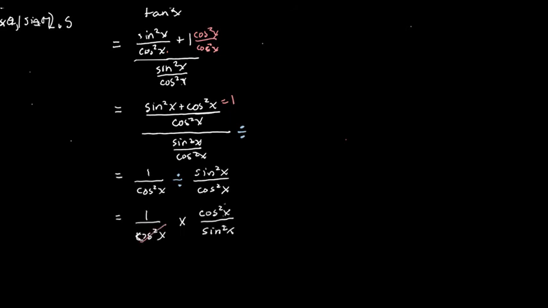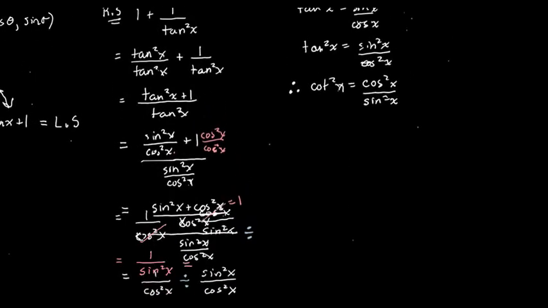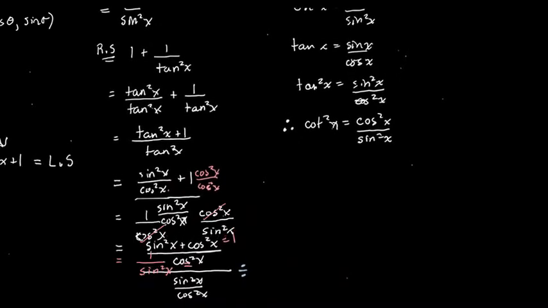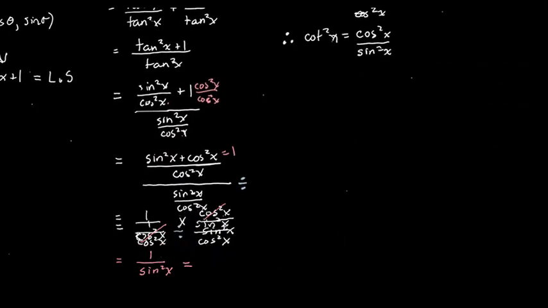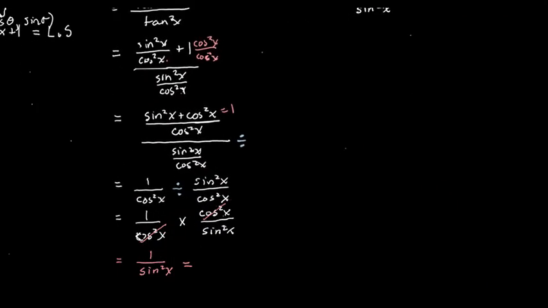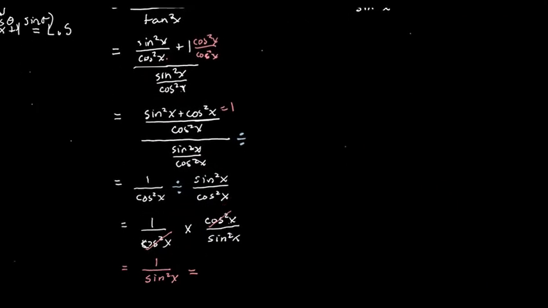And now I can see that this cos squared and this cos squared cancel each other out, and I'm left with, oops, I didn't mean to turn to red here, but that's fine, 1 over sine squared x, which if I look above is what the other side, what other side was that? The left side. Things are sliding all over the place. Which is equal to the left side.